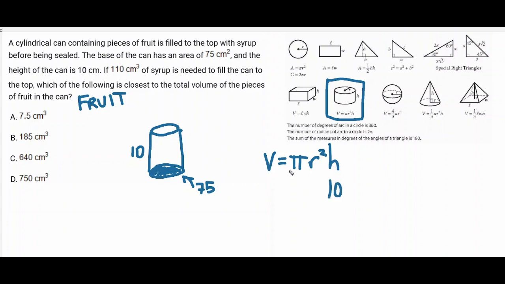Pi r squared, I've seen people kind of get on crazy paths for this. What's pi r squared? That should look familiar to you. Is it in the formulas box somewhere, for example? Have you ever seen it? Yeah, man, it's the area of a circle. The base of the can has an area of 75. So what's pi r squared? 75, right? Okay, so the volume of this thing is just 75 times 10, which anyone can do. What is it? 750.